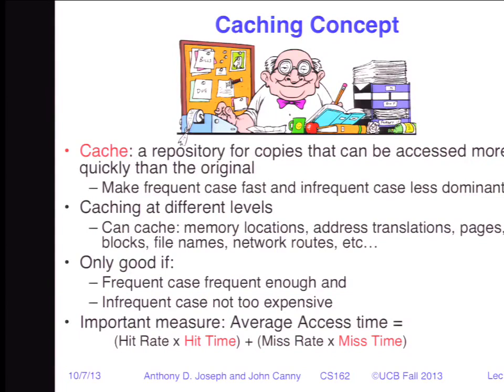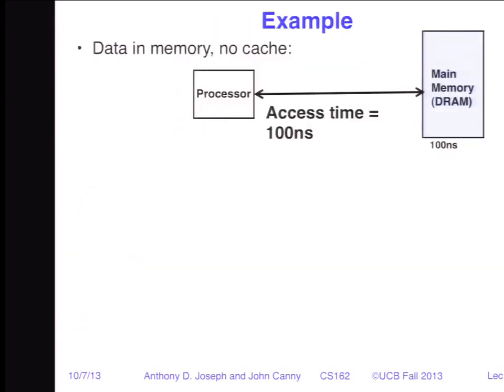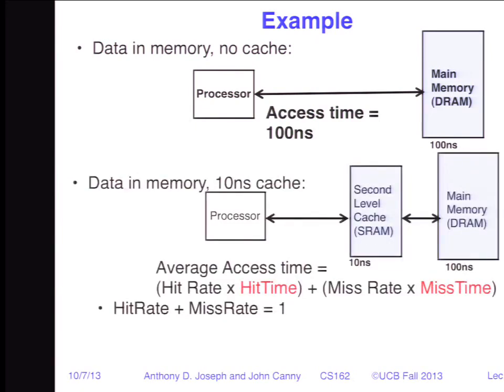Right? So example. Let's say we have data in memory and we don't have a cache. Our access time to memory is 100 nanoseconds. So our average access time, 100 nanoseconds. So let's add a cache. We're going to add a second level static RAM cache, much faster than dynamic RAM. We're going to say this has a time to access of 10 nanoseconds. Our time to go to main memory is 100 nanoseconds. So our average access time, again, is our hit rate times our hit time plus our miss rate times our miss time. Key thing, the hit rate and the miss rate have to sum up to 1.